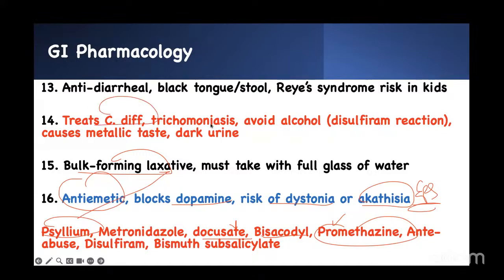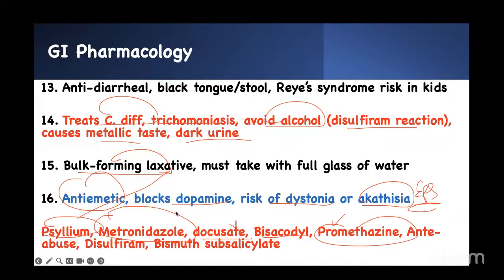Which one is used to treat C. diff or trichomoniasis? And you should avoid alcohol because you're going to have a disulfiram reaction. It has a metallic taste, and your urine is going to get dark. What do you think? Can you guess which medication that is? Metronidazole. You can stop the video, select your answer choice, then see the way I'm going to explain it.